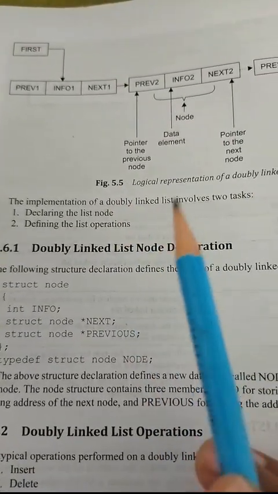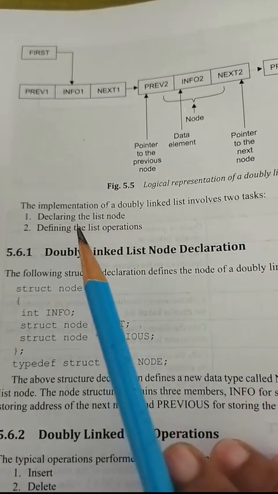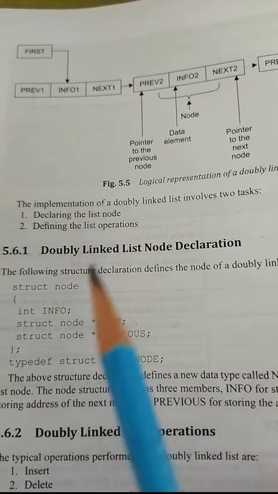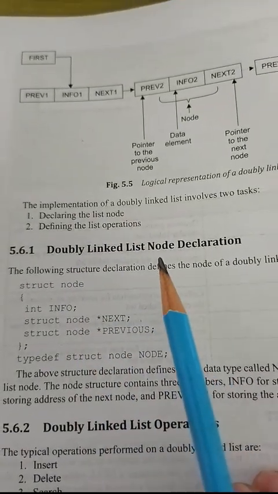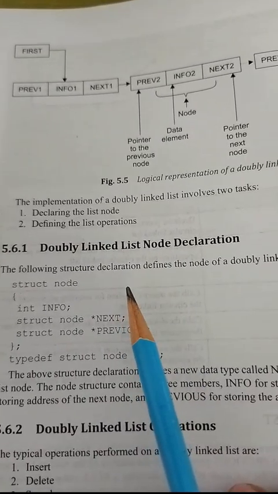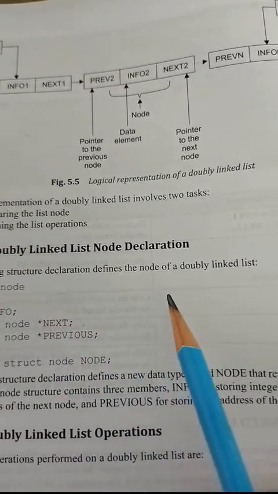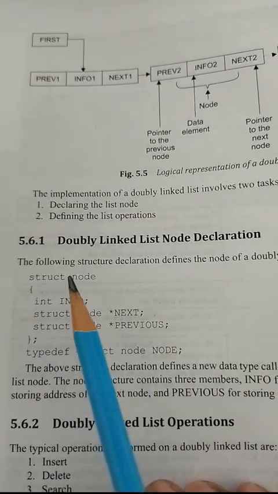The implementation of a doubly linked list involves two tasks. One is declaring the list node and the other is defining the list operations. So, what is the declaration of doubly linked list? The following structure declaration defines the node of a doubly linked list.